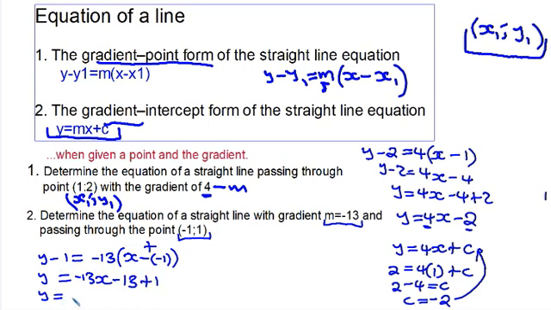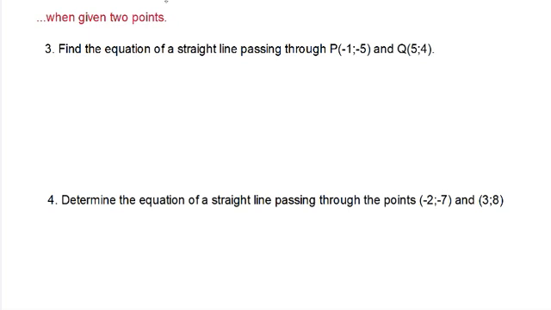So the equation is y is equal to negative 13x minus 12. That is the equation. This is when you are given a point and the gradient. Now for the second one, when you are given 2 points, this time we have 2 points, but we do not have the gradient. Find the equation of the straight line passing through P and Q.